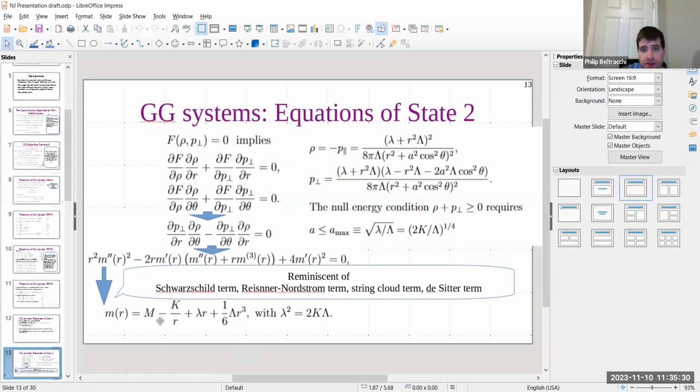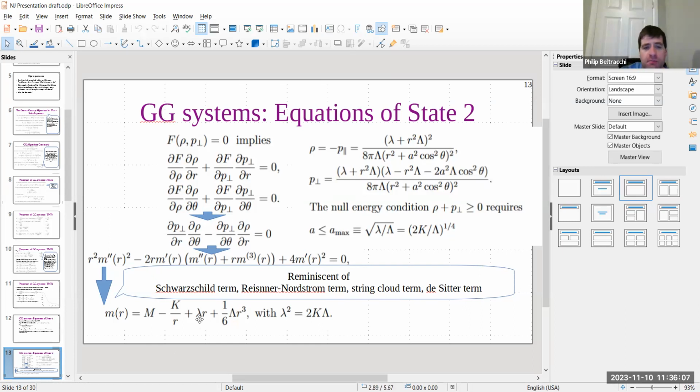Using this mass function, we can get what the eigenvalues are in the rotating case, which, if we have the string cloud or de Sitter terms with the lambdas, gives us a maximum rotation that is compatible with the null energy condition, as shown here. So if our rotation parameter a exceeds this value, the null energy condition is violated somewhere.